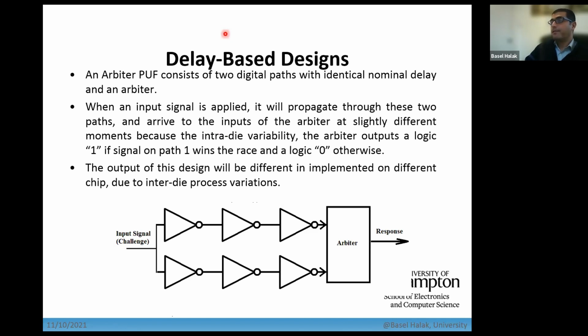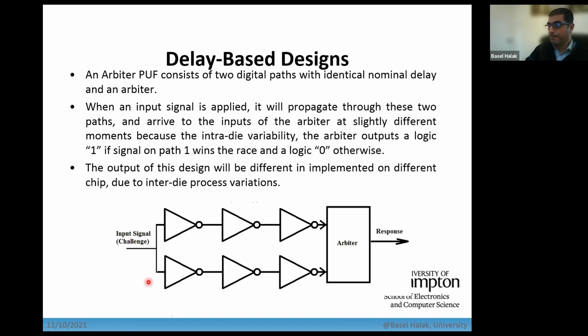Now, one of the first PUFs that has been developed is called the Arbiter PUF. And this is a diagram of a single input, single output arbiter PUF. It consists of these two delay paths and an arbiter here at the output. If you feed a signal from this input, then it will travel through these two paths at slightly different speeds. It will take slightly different time to reach the endpoint here, because of what we call the intra-die process variation.